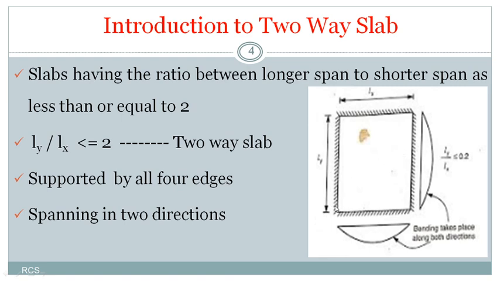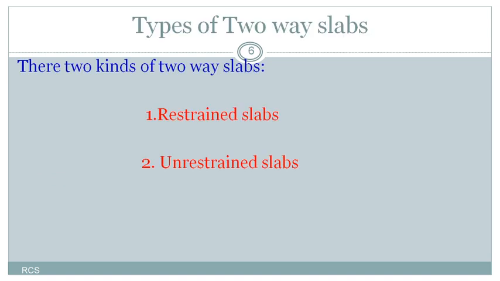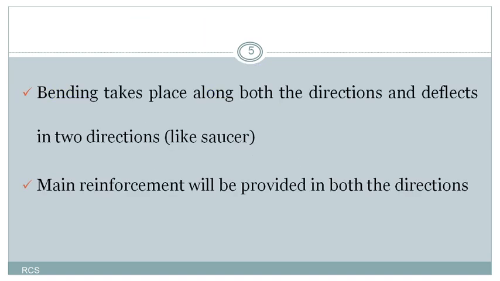That means whatever the diameter of bar provided in the shorter direction, the same diameter bar will be provided in the longer direction also. The spacing may be different. We'll see, but that will depend upon the type of design we have, right? So this is all about the definition of two-way slab.